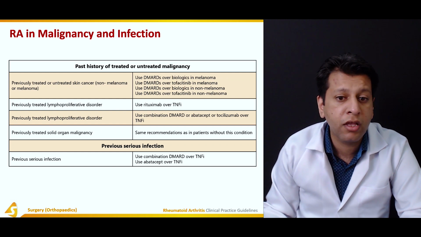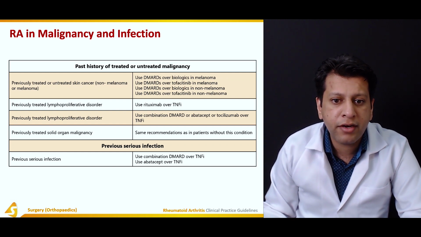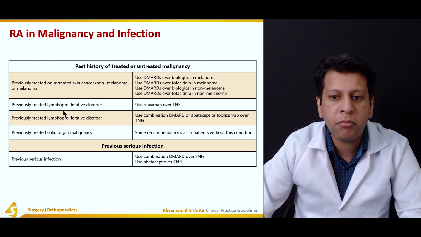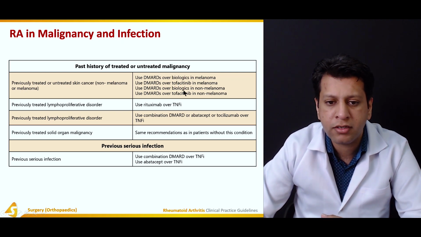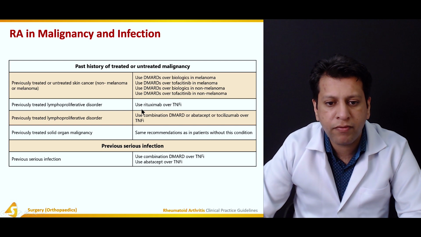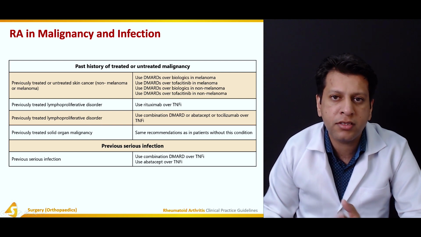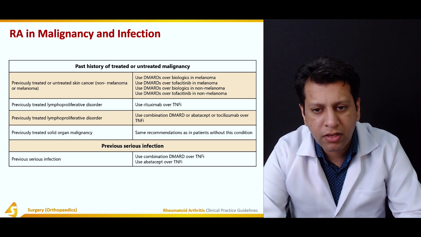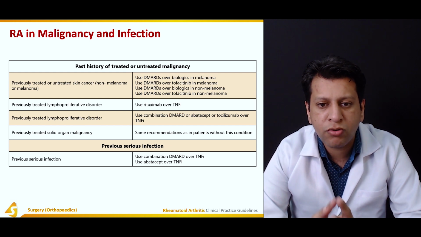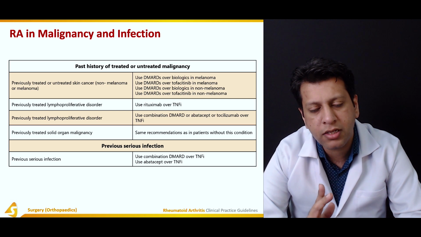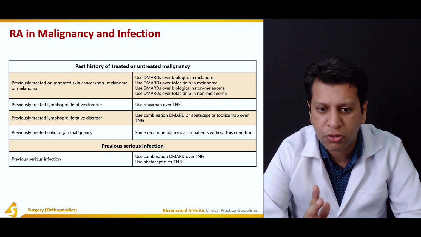Now, in case of malignancy, if the patient has been treated for some kind of skin cancer, then the DMARDs are the first line over biologics, which are the TNF and non-TNF inhibitors. If the patient has been treated for lymphoproliferative disorder, rituximab, which is actually a B cell modifier, is the choice over TNF inhibitors. Previously treated lymphoproliferative disorders, in that case we can start with DMARDs, then TNF, and then glucocorticoids. Now this is something which is very important. If the patient has previous solid organ malignancy, the same recommendation goes for all types of malignancy. That is first DMARDs, then the tumor necrosis factor inhibitors, and then the third choice is the glucocorticoids.